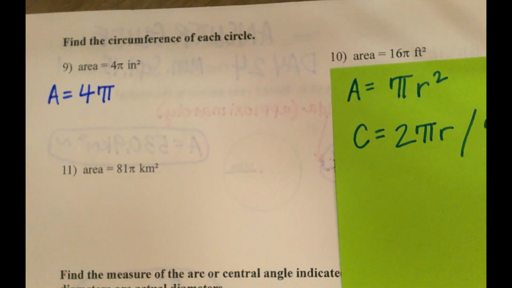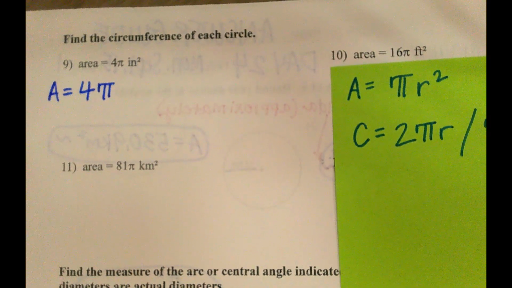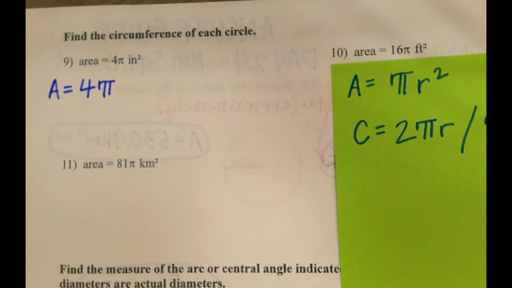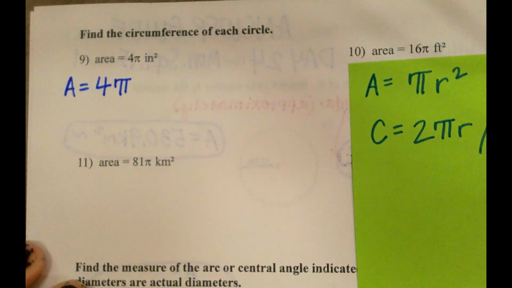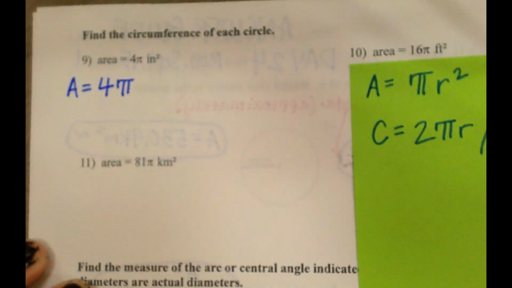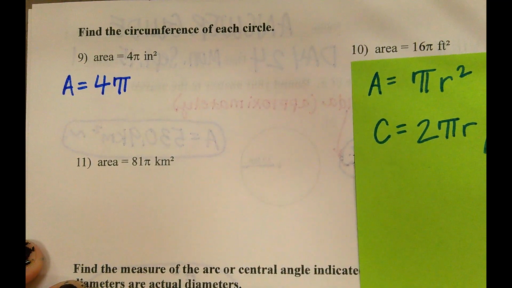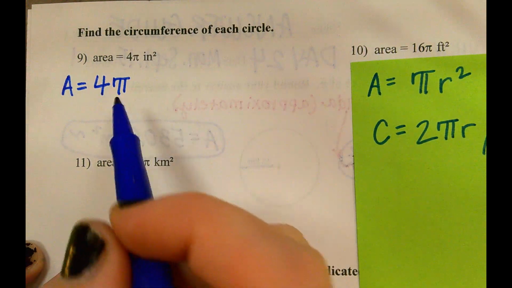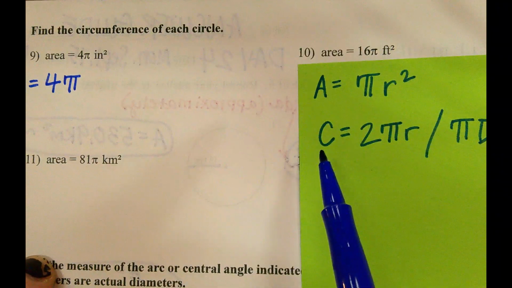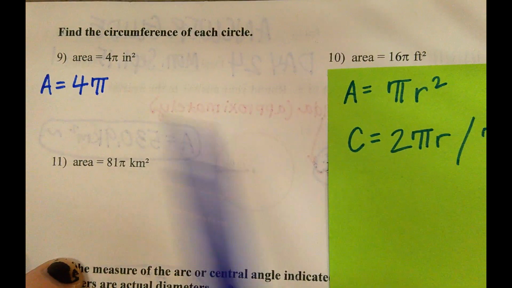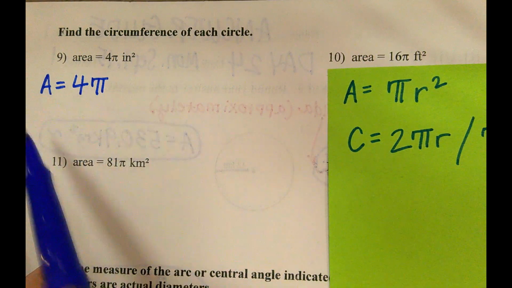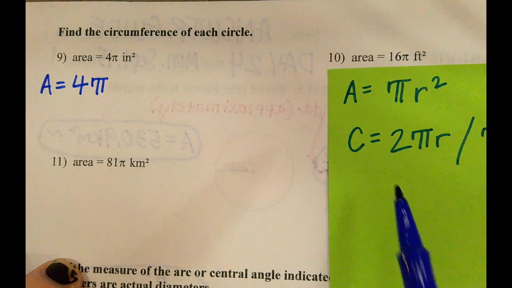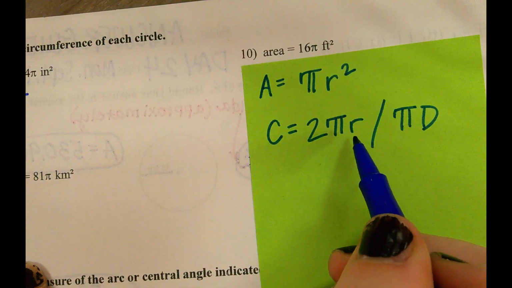I'm going to leave out the units because if you put the units in, it can get a little bit more confusing. Let's make that not blurry. There we go. So area equals 4 pi. If I want to find the circumference, I do not have enough information here. I'm going to have to solve for a radius.